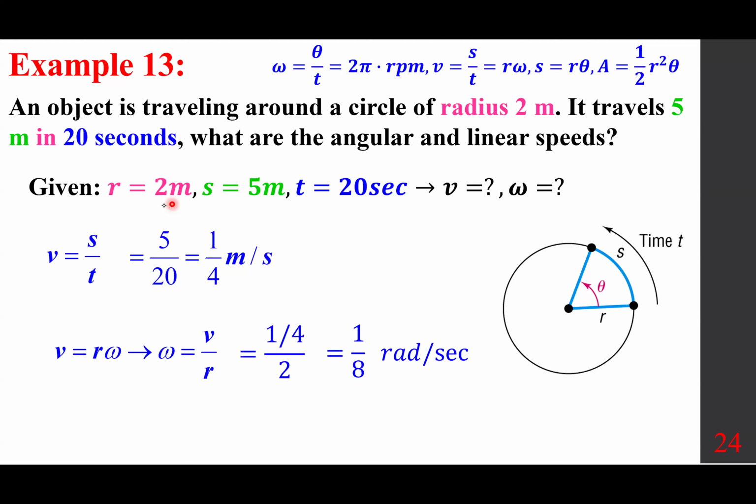Again, a quick recap. The radius is given. The arc length is given. The time is given. So V is S over t, and also V is equal to R omega. We can find both of them.